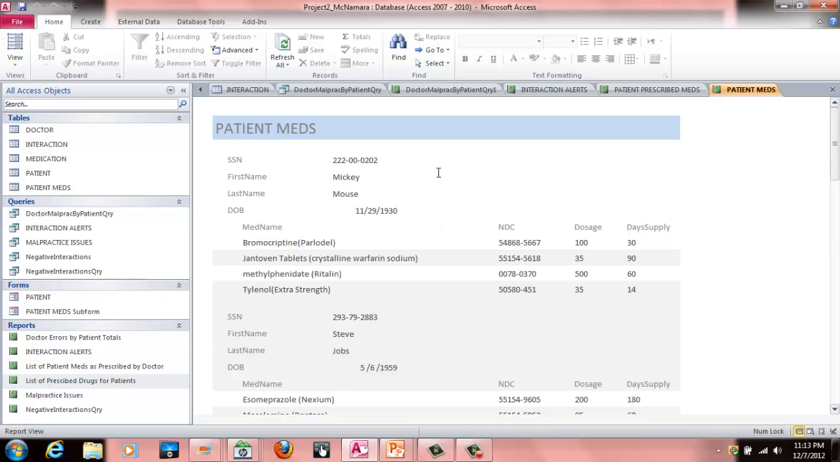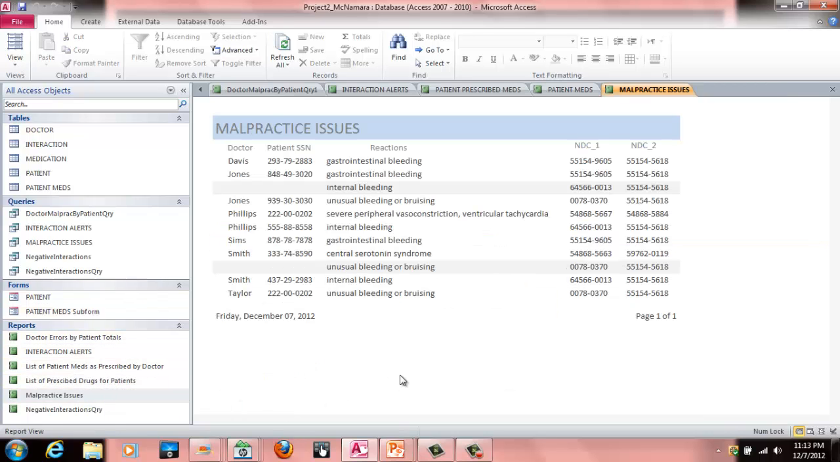This is another format of the patient meds. It breaks it down differently and gives you more information on the medicines as far as the dosage and whatnot. Again, another report for the administrative side, just a listing of all potential issues they have with specific patients.